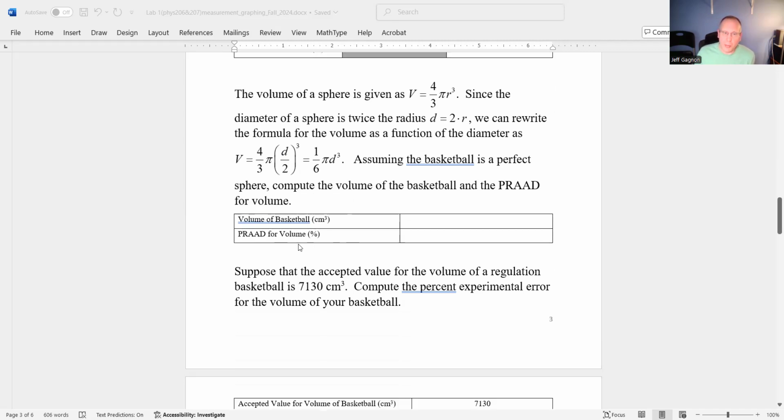Okay, what about the prad for volume? This is similar to what we just saw. In effect, we're multiplying the diameter three times. Again, let me jump over to the tablet to explain this more carefully.